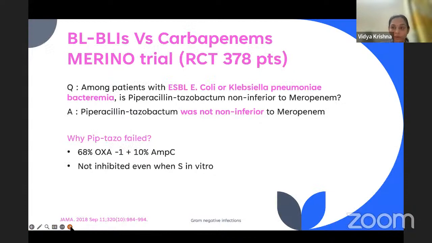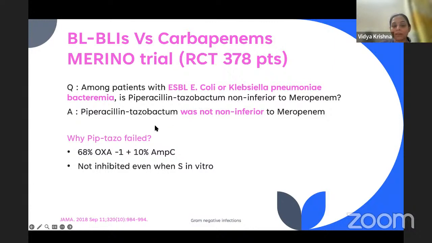So now coming back to the crux of the story. So what do we want to use? Whether we want to use the beta-lactamase inhibitor or a carbapenem in a bad community-acquired gram-negative sepsis. So they actually tried to do a randomized control trial, the very famous MERINO trial. Among patients with ESBL E. coli and Klebsiella pneumoniae bacteremia, they started with the question, is piperacillin-tazobactam non-inferior to meropenem?